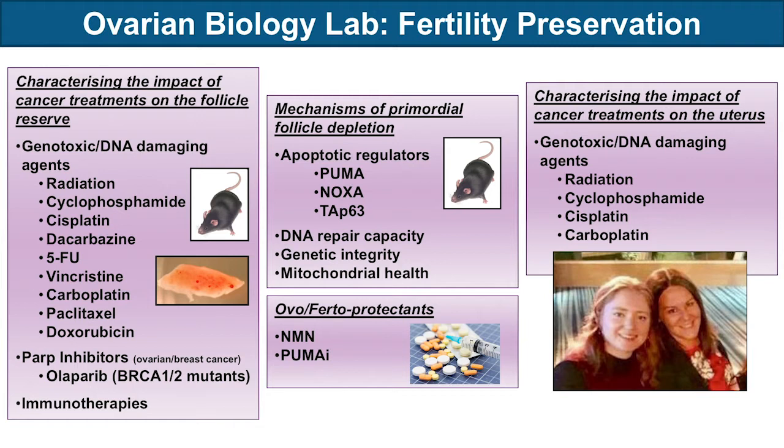Some of these studies have really led us to take a closer look at DNA repair capacity in oocytes, genetic integrity in offspring, and also mitochondrial health. We've been investigating some new potential ovoprotective agents such as NMN, which I won't be speaking about today, and also Puma inhibitors.